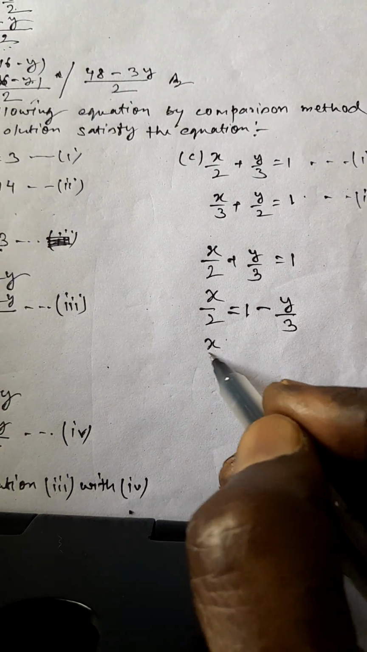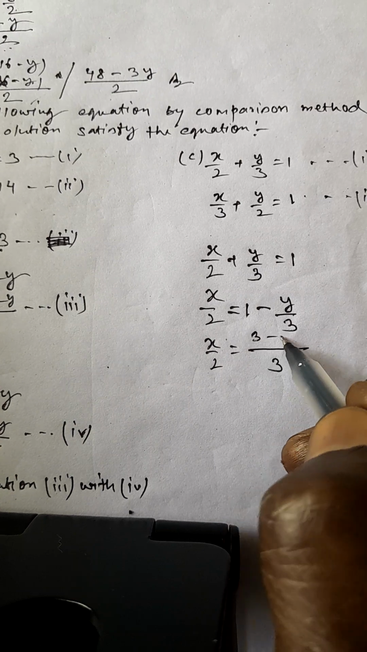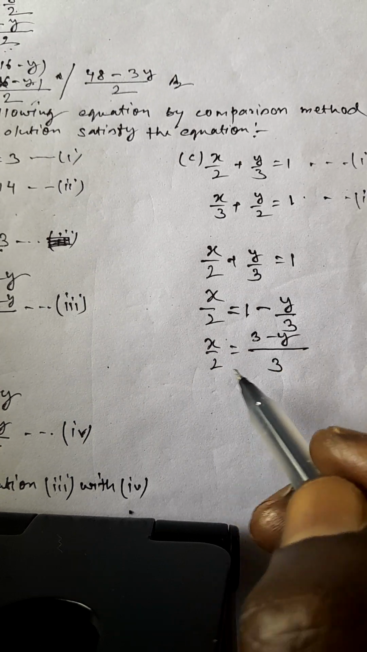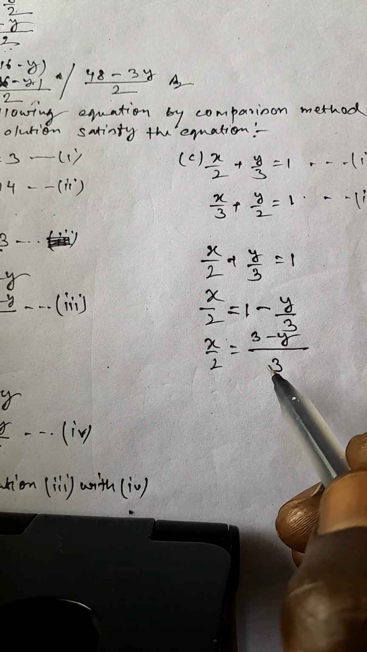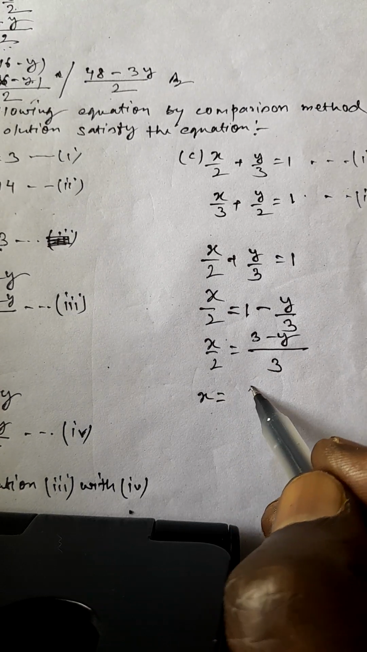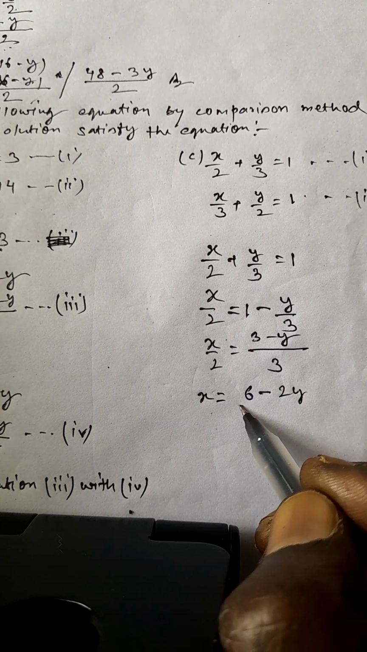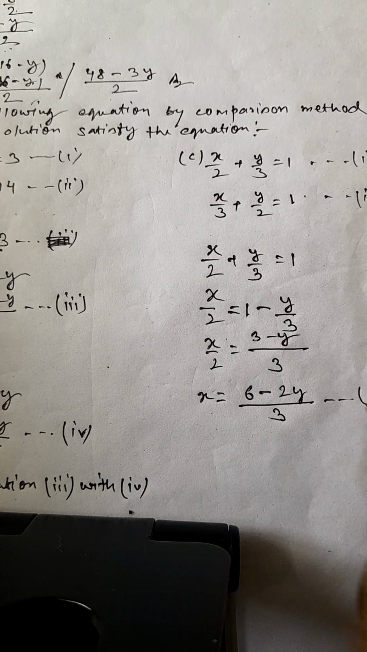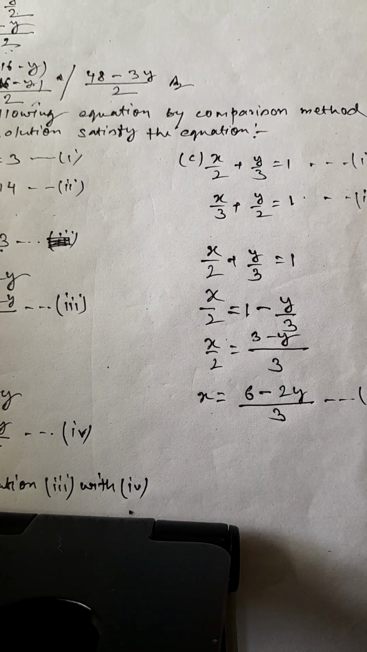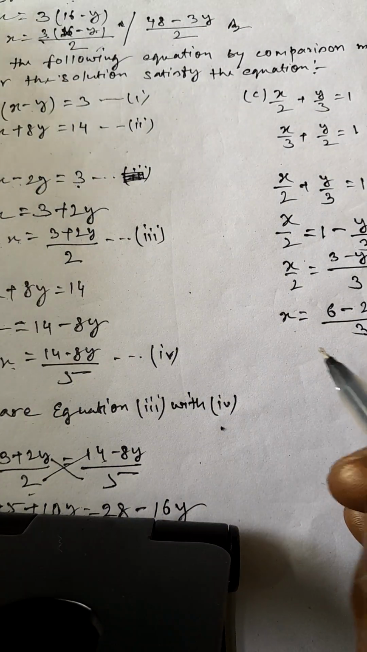Now x upon 2, if you take the LCM of this, you will get 3 1 ja 3 minus y. So multiply this with this, what will you get? Therefore x is equal to 2 into 3, 2 3 ja 6 minus 2 into y, that is 2y upon 3. So this is equation number 3. In the same way you have to solve equation number 2.